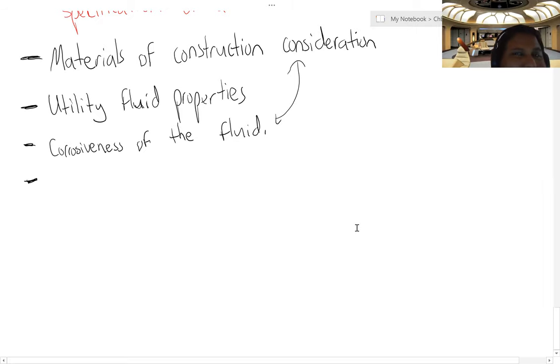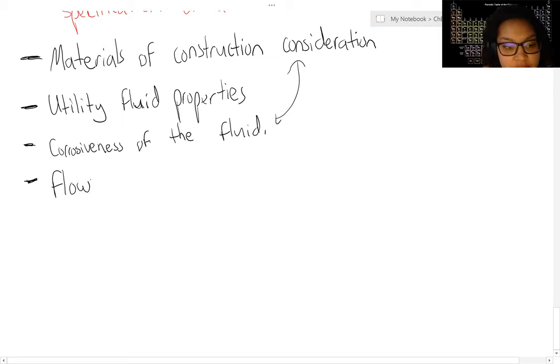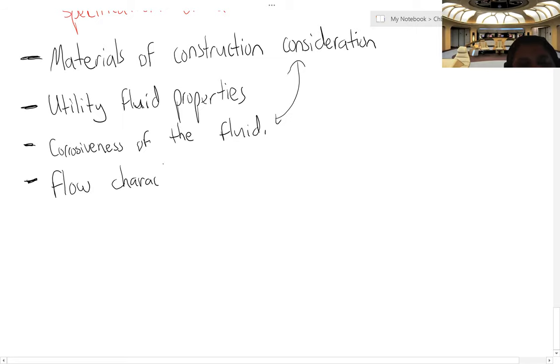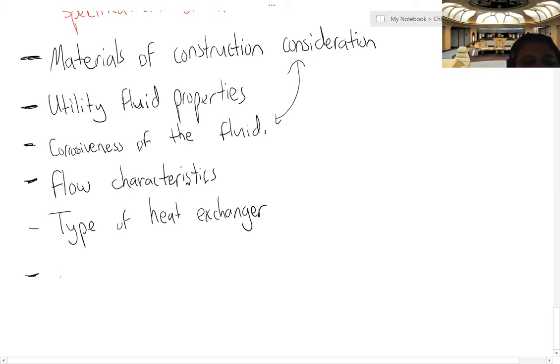Yeah, there's a lot of things that we can consider. We'll have to talk about them today. The flow characteristics, the type of heat exchanger, and then you could also consider the duty, size, and if there's a phase change.